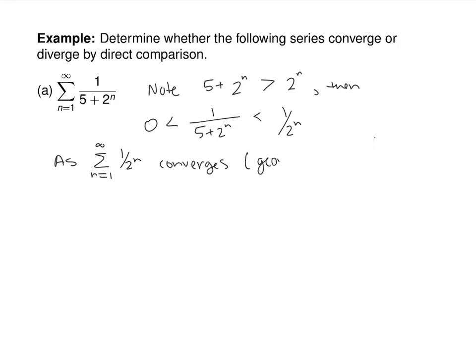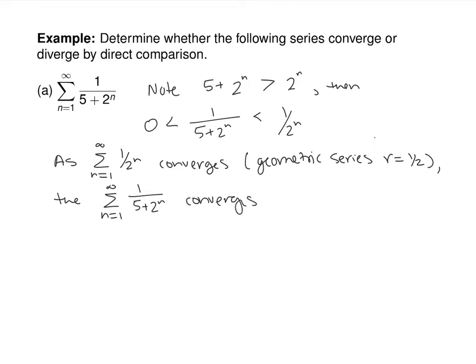It's a geometric series with r equal to 1/2. The sum from n equals 1 to infinity of 1 over 5 plus 2 to the n converges by, tell me the test you used, direct comparison.